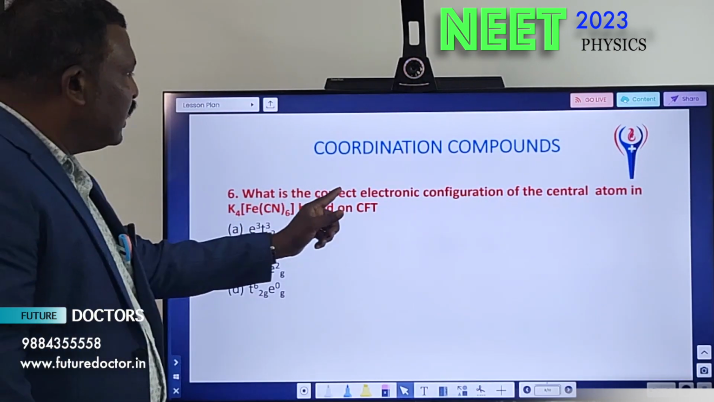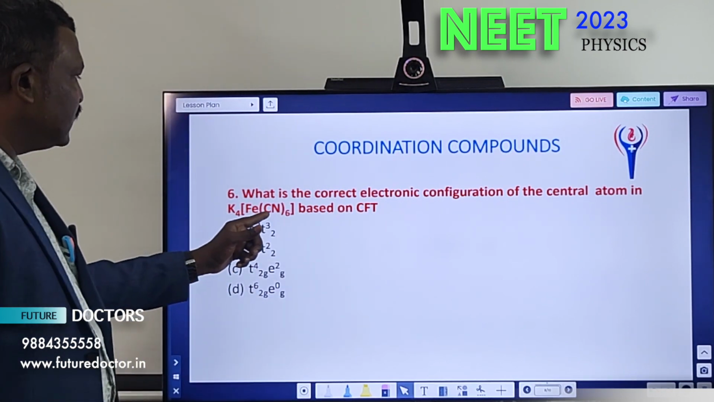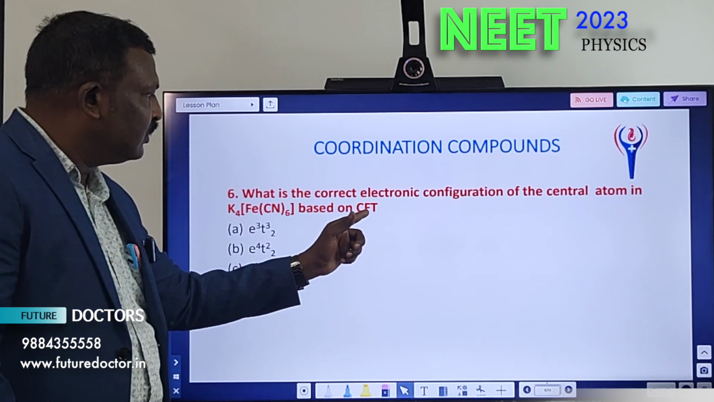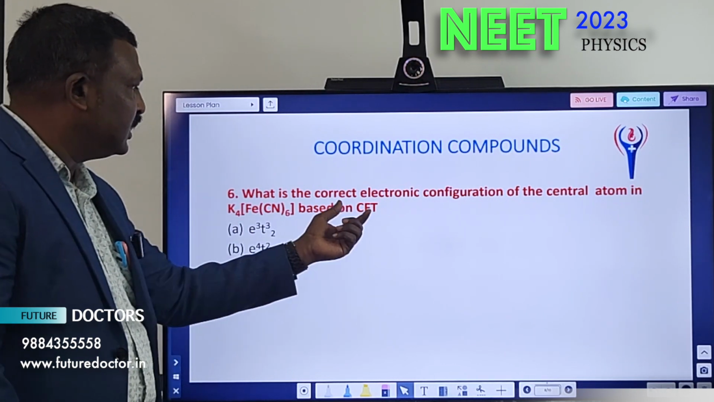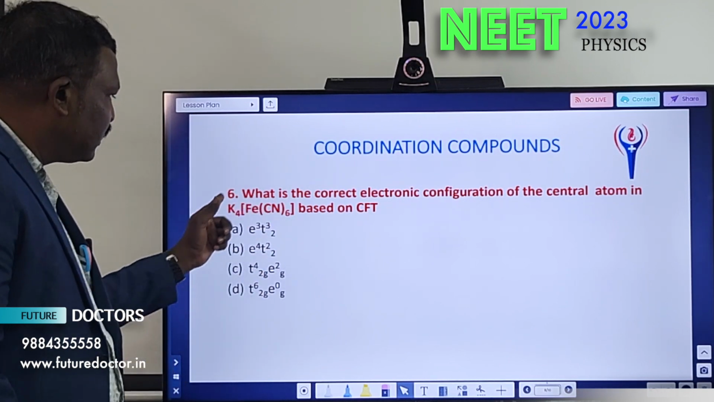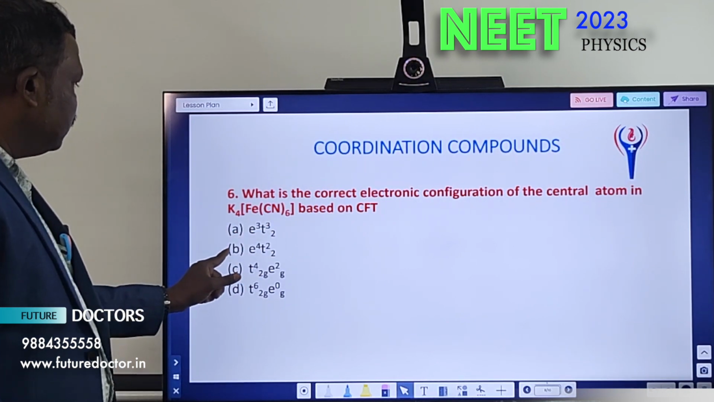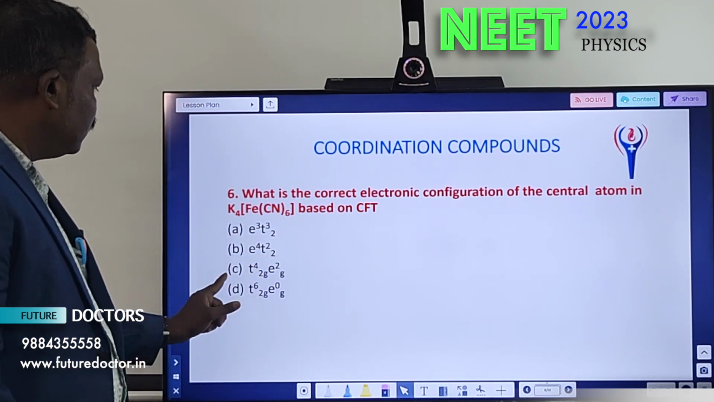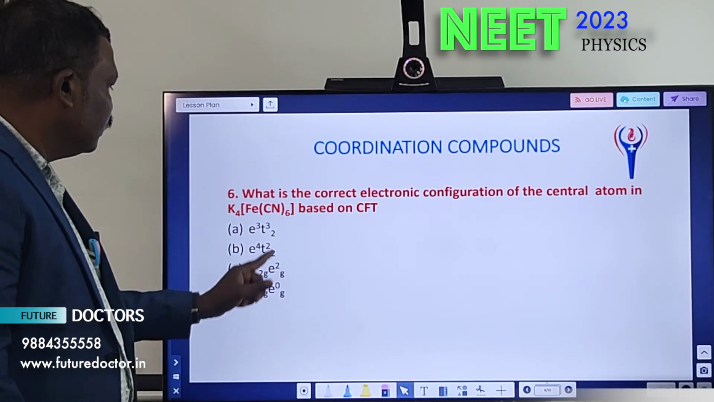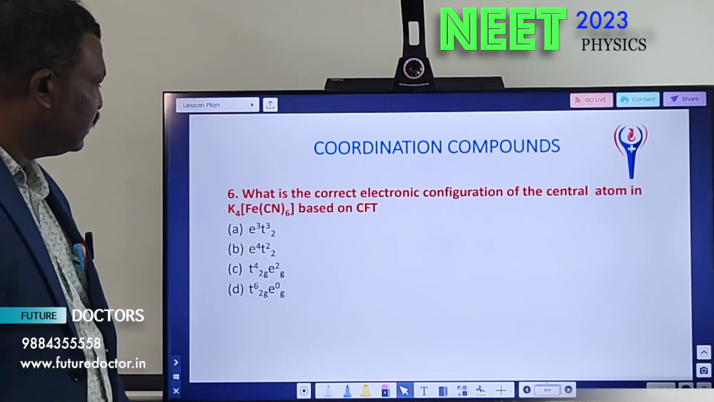What is the correct electronic configuration of the central atom in K4[Fe(CN)6] based on CFT? CFT means crystal field theory. Based on crystal field theory, we have to find out the configuration of this complex. Option A e3 t2^3. Option B e4 t2^2. Option C t2g4 eg2. Option D t2g6 eg0. Okay, right.